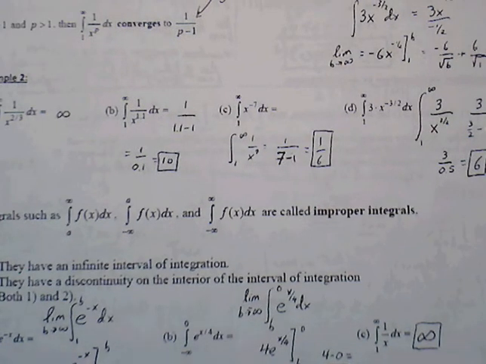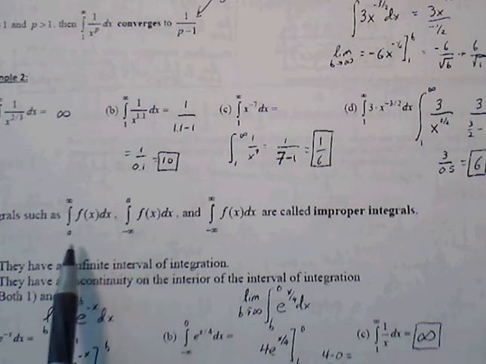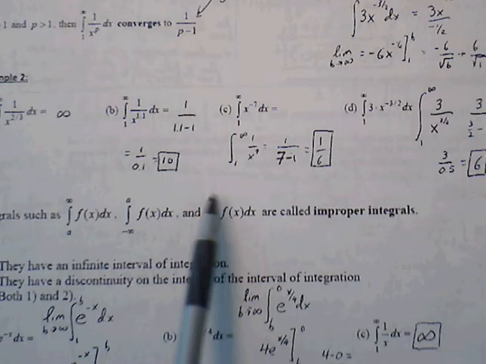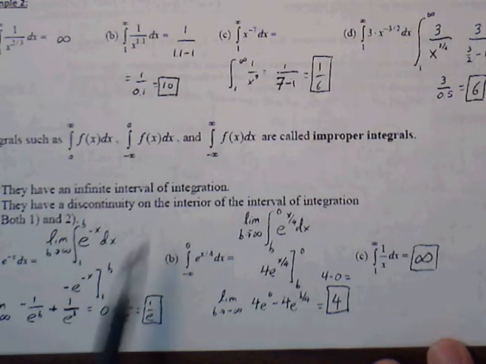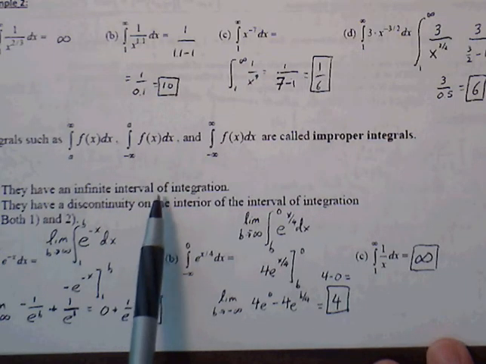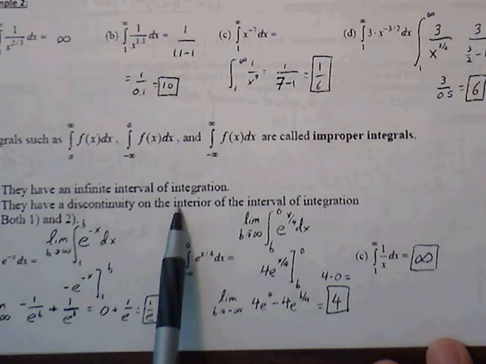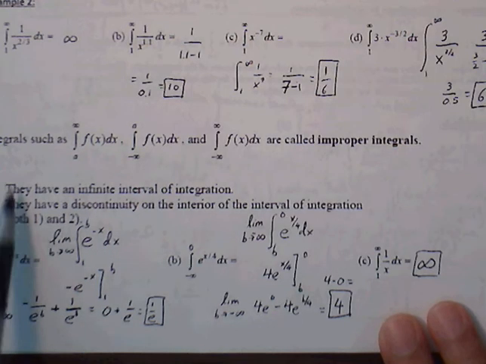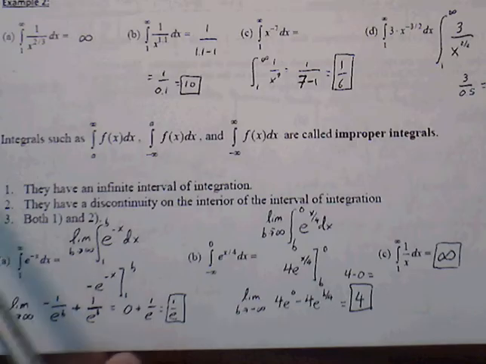Integrals such as the integral from 0 to infinity, negative infinity to a, and negative infinity to positive infinity are called improper integrals. So, a couple of points here: they have an infinite interval of integration, they have a discontinuity on the interior of the interval of integration, or they have both. So all these are possibilities of improper integrals.